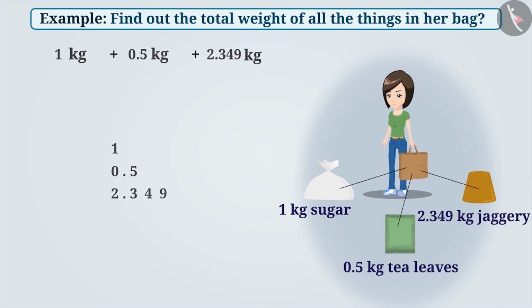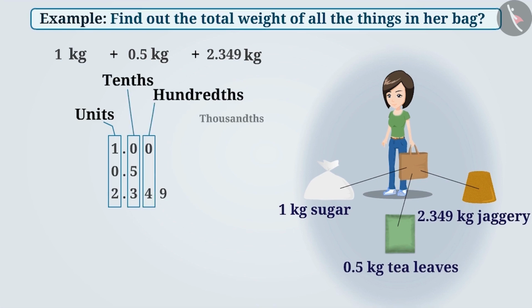As you can see, the digits in the units place, that is 1, 0 and 2, are one below the other in the same column. To make the number of digits equal after the decimal point in the first row, we will write 0 after 1 in place of tens, 0 in the place of hundreds, and one more 0 in the place of thousands. Similarly, in the second row after 0.5, we will write 0 in the place of hundreds and thousands. Now the number of digits after the decimal point are equal.